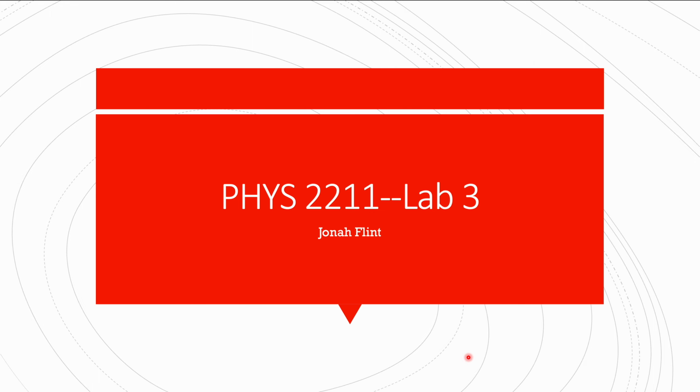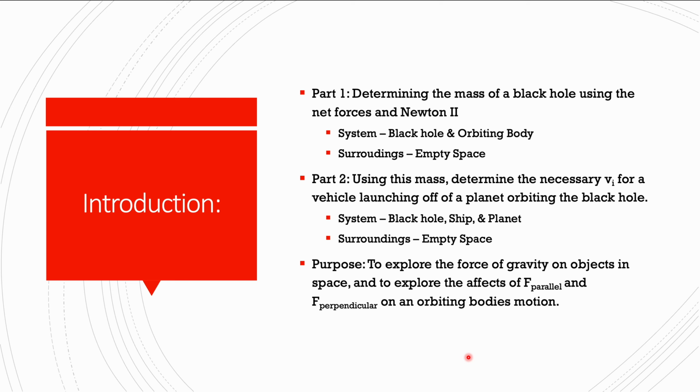This is my Physics 2211 Lab 3 report. For the introduction, we will first go over part 1, which was determining the mass of a black hole using the net force and Newton's second law. In this case, the system was the black hole and orbiting body, and the surroundings were empty space.